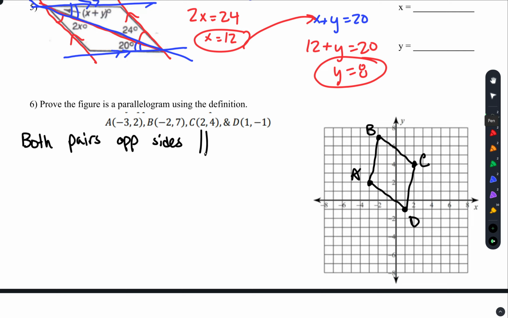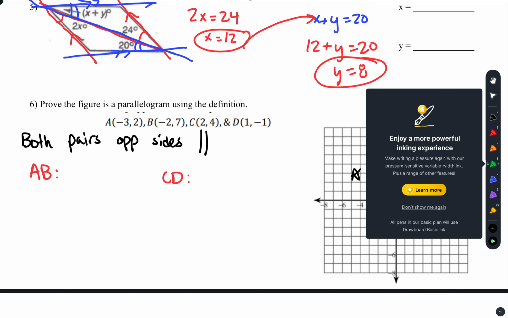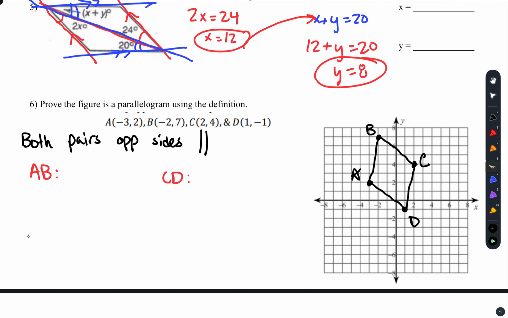All I'm going to do here is figure out, here are my two opposite sides, so AB and CD. I want to make sure that those two opposite sides are parallel, and then I'm going to do it again for BC and for AD, and make sure that those two opposite sides are parallel. I'm literally counting here. We remember we count slope from left to right. I'm going to count rise over run, and then rise over run. Are those two sides parallel?